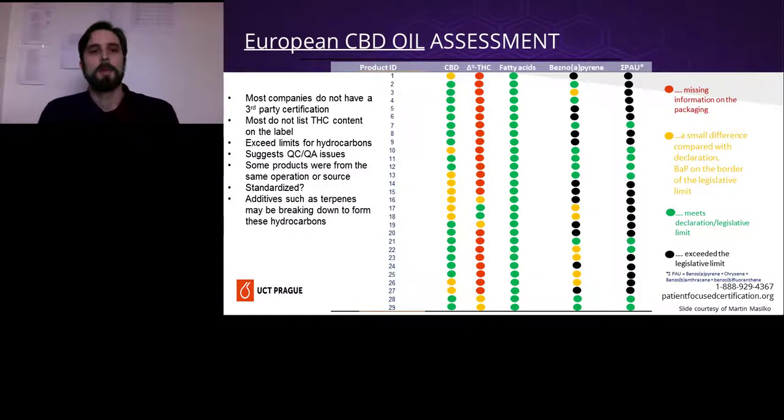So ICCI also did a follow-up study to this where they ordered a ton of CBD oils on the market and looked at these products. We looked at the CBD content. Does it meet its declared or legislative limit? For example, is it within 10% of the value? For THC, for a lot of these hemp products, it has to be 0.3% or less. However, what was interesting is most of these companies didn't list the THC on the product, but then again, it wasn't exceeding the legislative limit. They were spot on for the amount of fatty acids in these 29 products. But what was interesting is we saw the benzopyrenes and polyaromatic hydrocarbons skyrocket in some of these.